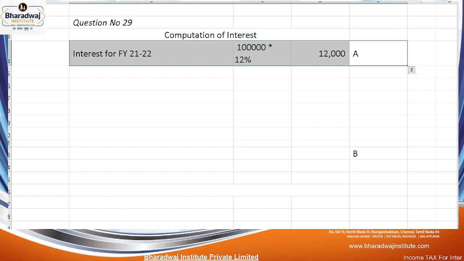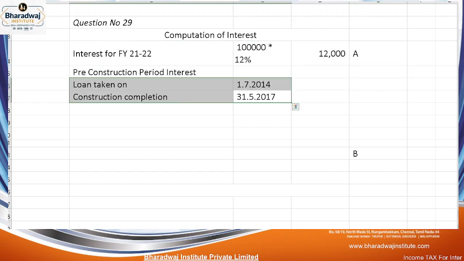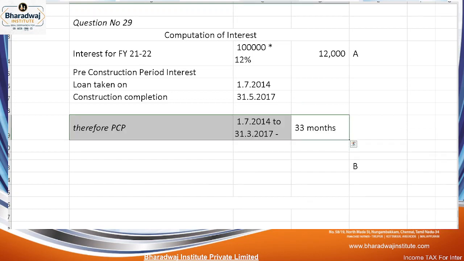Pre-construction period, what is the actual pre-construction period? 1/7/2014 to 31/5/2017, but we cannot take up to this. We can take only up to 31st March 2017. 1/7/2014 to 31st March 2017 will come to 33 months. That is 9 months, then plus 12 plus 12. It comes to 33 months.